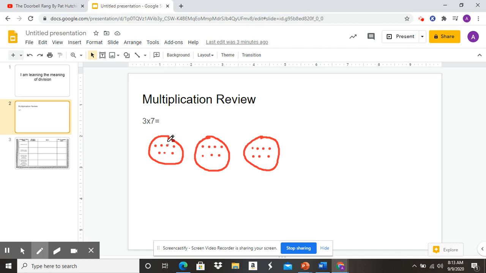Well, let's see what the product is. I know that this is 7 because I put 7 in there, so that one's 7. Now I got to add this one to it. That's 8, 9, 10, 11, 12, 13, and 14. Okay? Now I move on to this one. That's 15, 16, 17, 18, 19, 20, and 21. So the product of 3 times 7 is 21. Here I've shown you a grouping strategy.